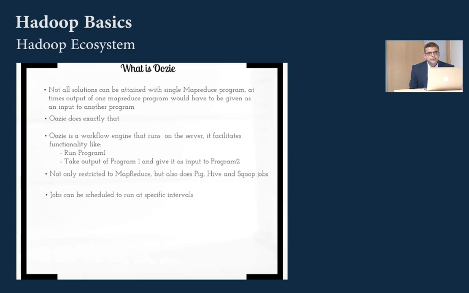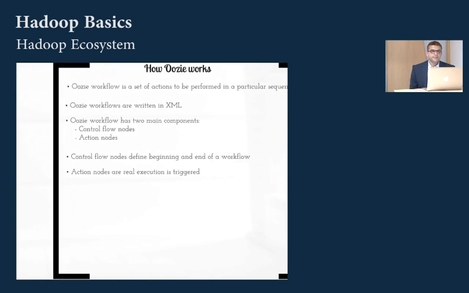Oozie is a workflow engine that runs on the server and it facilitates functionality like run program number 1, take output of program number 1 and give it as input to program number 2. Oozie is not only restricted to MapReduce, but it can also do Pig, Hive and Scoop jobs. Jobs can also be scheduled to run at specific intervals. So basically, Oozie is a scheduling and workflow engine for Hadoop.